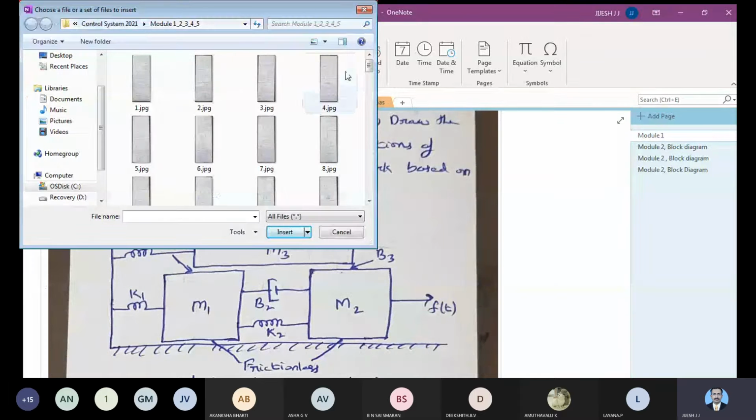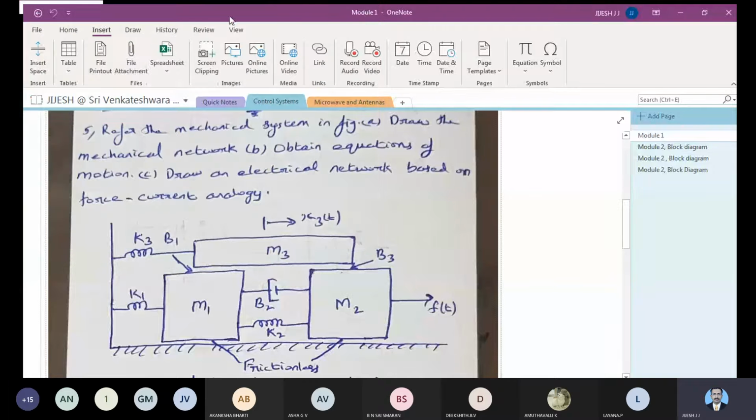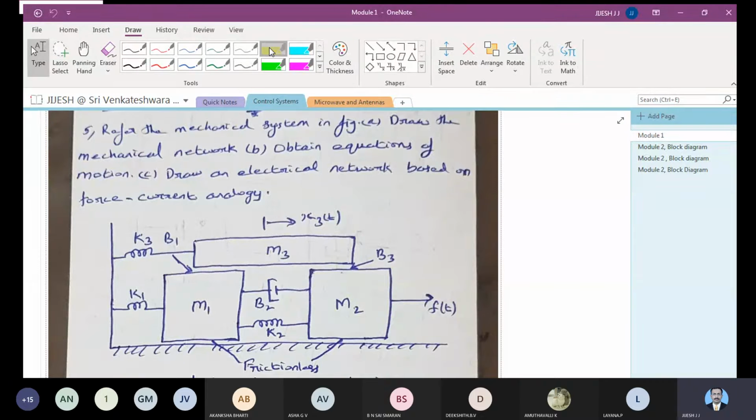So here you can see there are masses M1, M2 and all those things. I will highlight those things and discuss with you. Here you can see that M3 is there, M1 is there, and M2 is there. You have K1, K2, and K3, as well as B1, B2, B3. B1 and B2 are between M1 and M3, and you have B3 between M3 and M2, as well as B2. So these things we have seen, and you have a force term f of t.